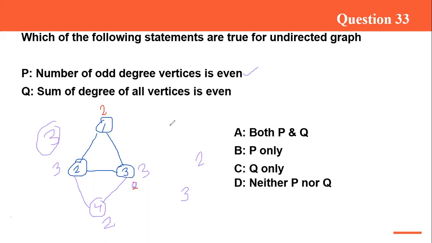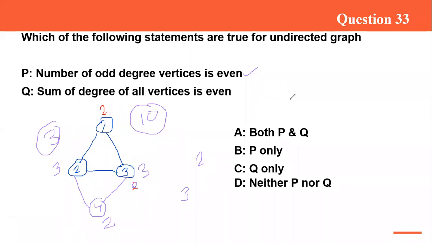Sum of degree of all vertices is even always. So what are the degrees we got? 2, 3, 3, 2. So what is 2 plus 3 plus 3 plus 2? It's an even number, right? Because 3 plus 3 is 6, 6 plus 2 is 8, 8 plus 2 is 10. We got the sum of degrees as 10. Sum of the degrees is always even.